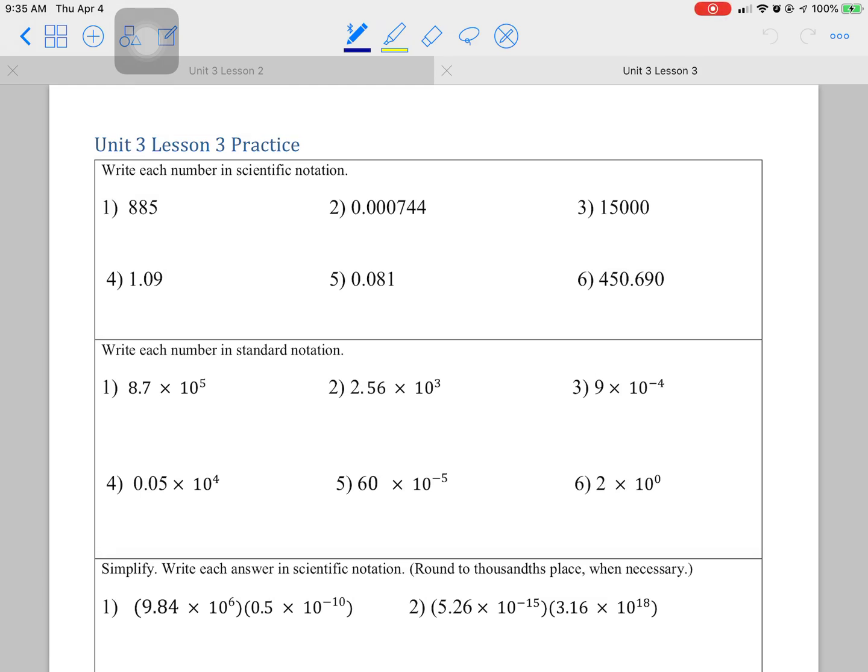Time to practice lesson 3 for the scientific notation. All right, write each number in scientific notation. Where's the decimal now? The decimal now is right here. 1, 2 to get one digit on this side. How many times did I hop? I hopped twice, and it's a big number, so it stays positive.